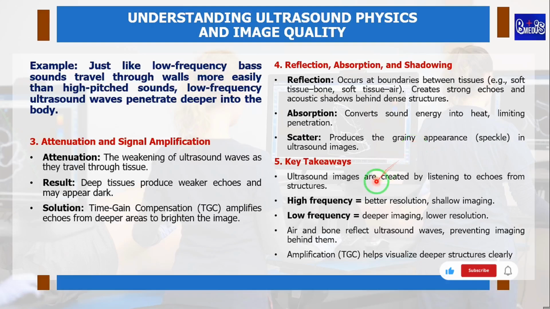Key take home from this image analysis: ultrasound images are created by listening to echoes from structures. High frequency gives us better resolution but shallow imaging, whereas low frequency gives us deeper imaging but lower resolution. Air and bone reflect ultrasound waves, preventing imaging behind them. Amplification (TGC) helps visualize deeper structures clearly.